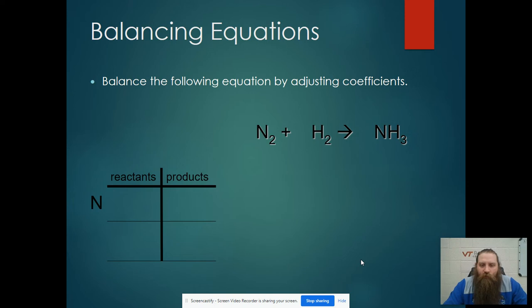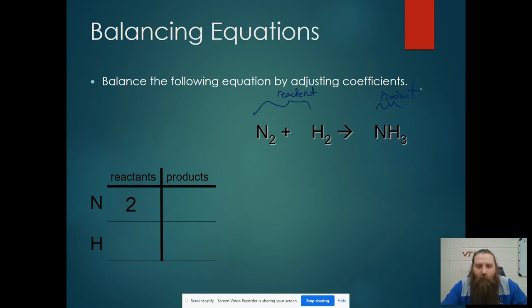We have nitrogen as a reactant. We also know it's a product, right? It's on both sides. We have hydrogen as a reactant. We know it's on both sides. We need to start by counting how many we initially have. So on the left, on the reactant side, and remember, this is the reactant side. Here is the product side.